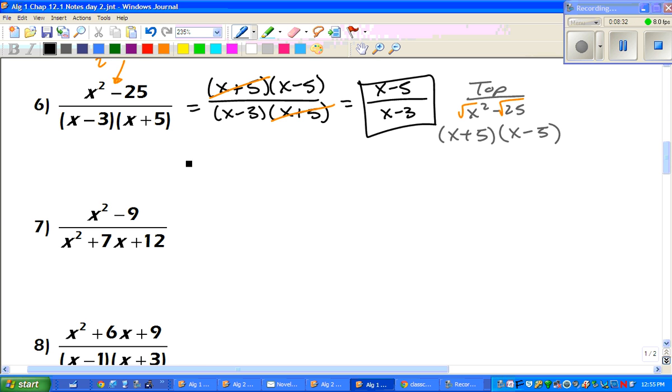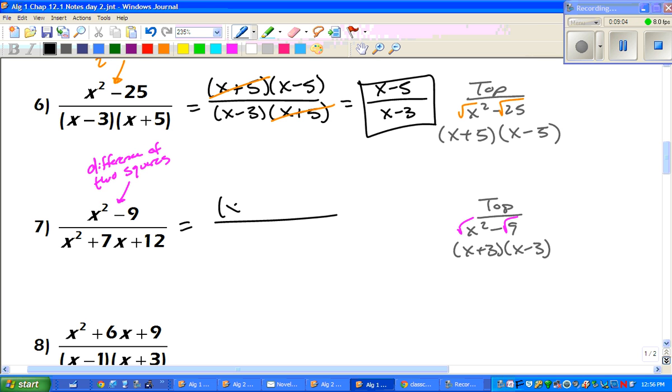All right, number 7. Number 7, the top. Once again, the top is the difference of 2 squares. Okay? So we have to square root both of those, and then we get x plus 3, x minus 3. Now, the bottom.